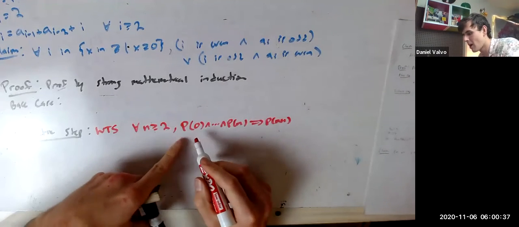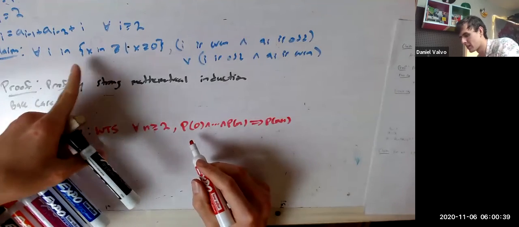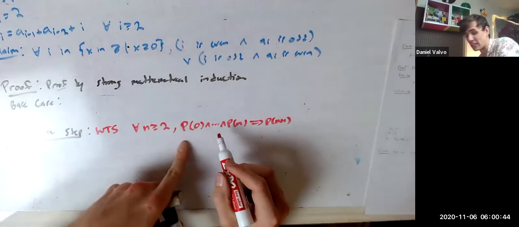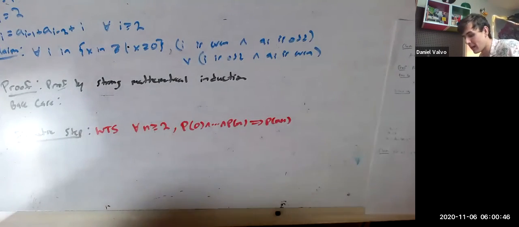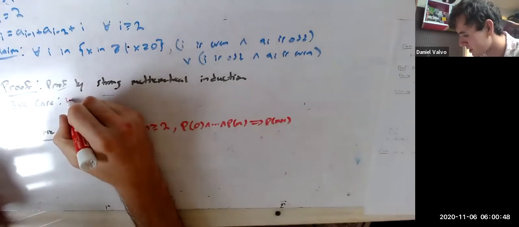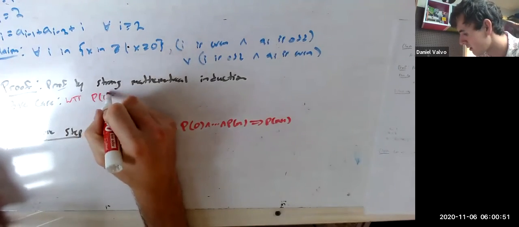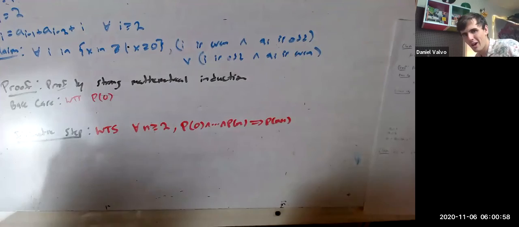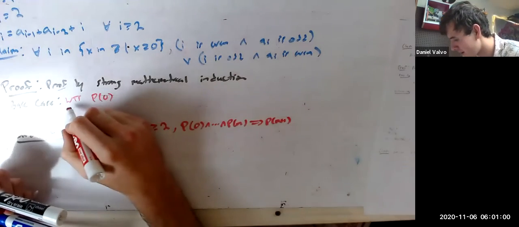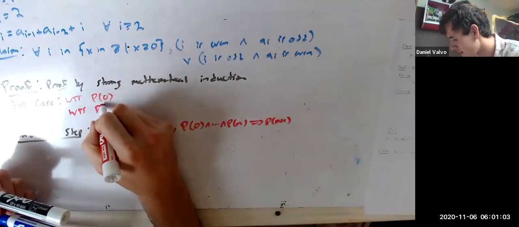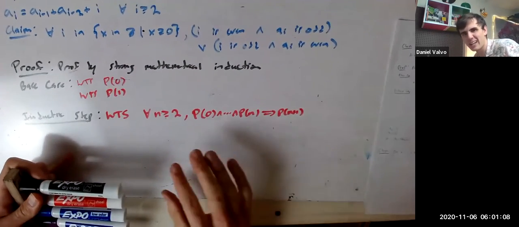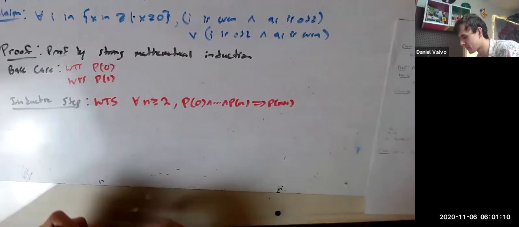Why do I start at P of 0? Well, because remember, we want to show this for all integers greater than or equal to 0. So in the base case, we're going to want to show P of 0 is true. Here's the thing. We're also going to want to show P of 1 is true. And you'll see that in a second once we do this argument. So let's do this argument first.